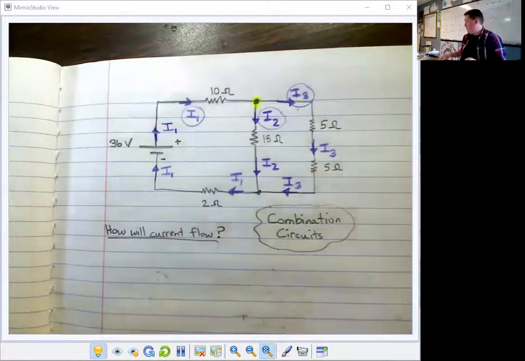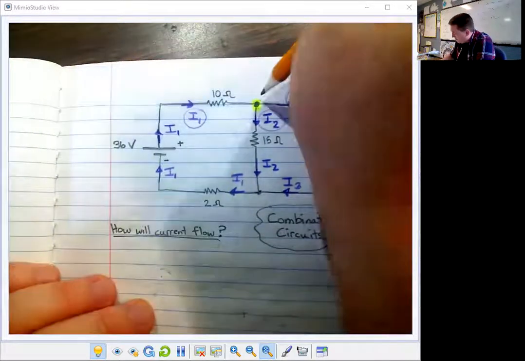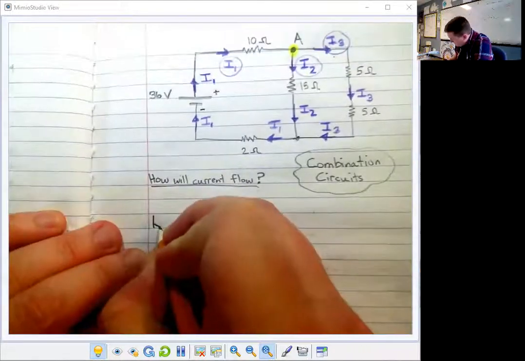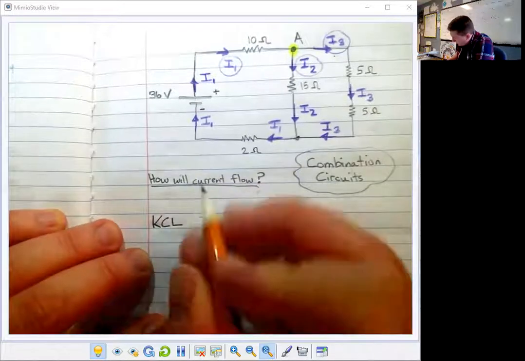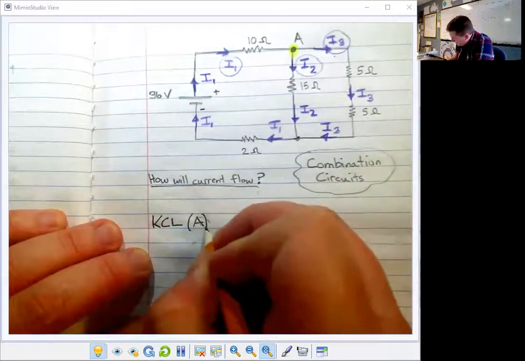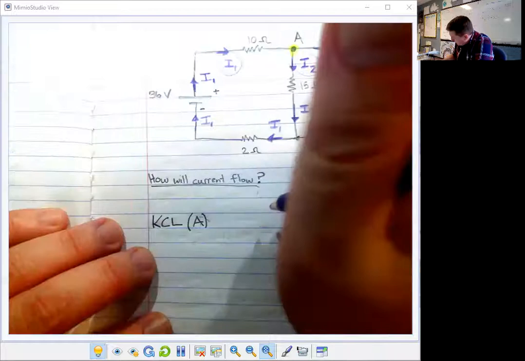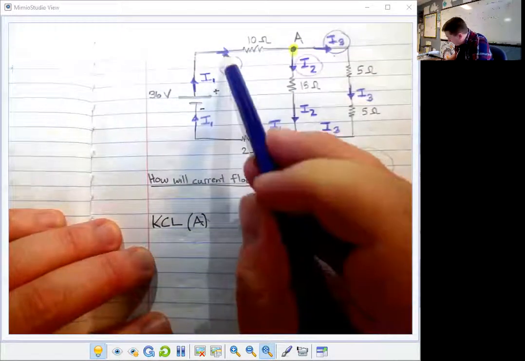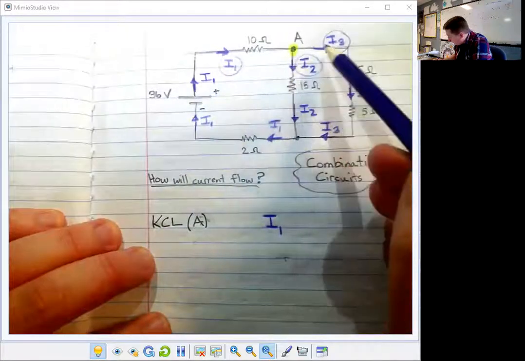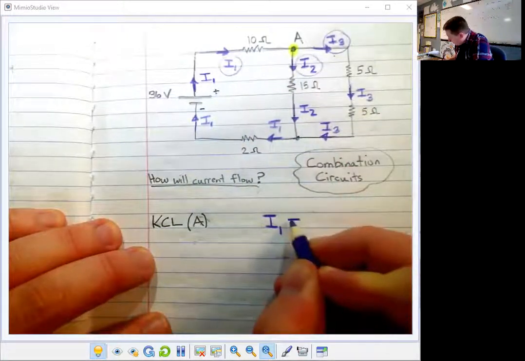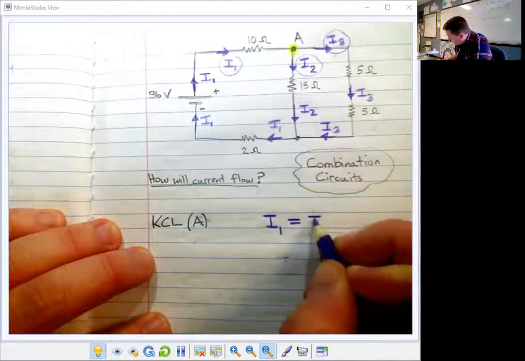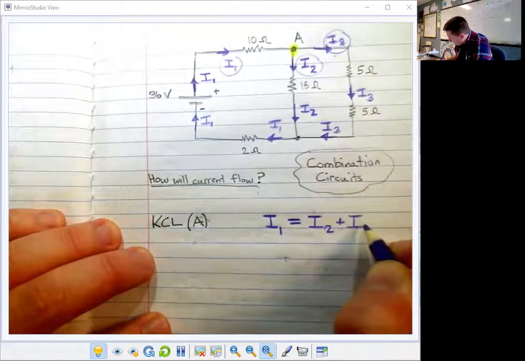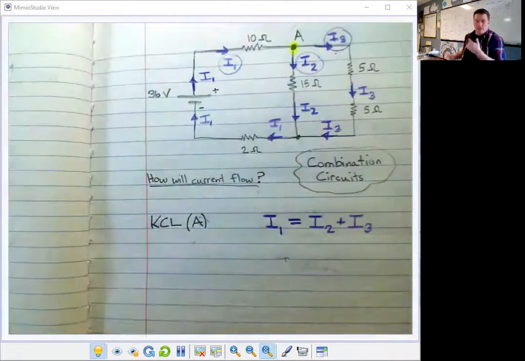So let's start off with Kirchhoff's current law. I pick a junction. I'm going to call this junction A. Kirchhoff's current law at junction A says that current 1 is going to split up, that's what's coming into the junction, into 2 currents. So all of current 1 is going to equal the summation of current 2 and current 3. Okay, that's equation number 1.